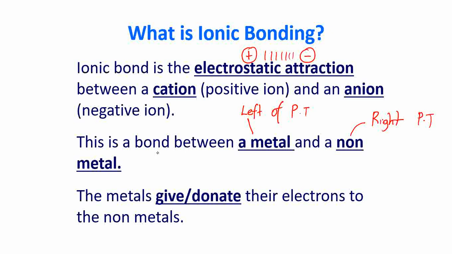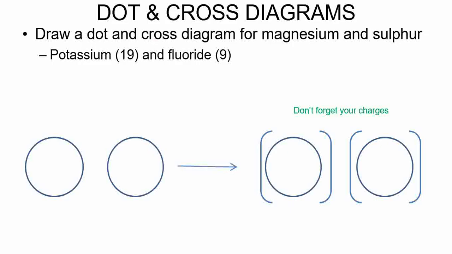And the final point I must emphasize is that in ionic bonding, the electrons are being donated from the metals to the non-metals. Do not use the word share in your exam. The metals give or donate their electrons to the non-metals. Okay? Now, for ionic bonding, you can be asked to draw dot and cross diagrams to show what's happening.